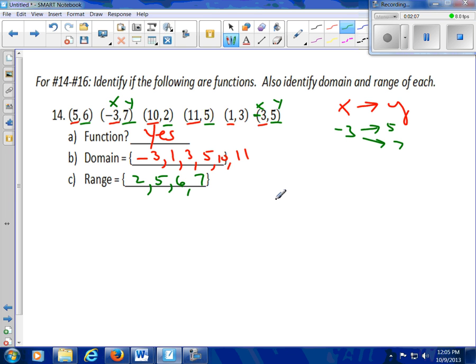So I hope you can see the difference between the two. We've done a lot of these in class, so I'm pretty sure it's pretty easy for you.